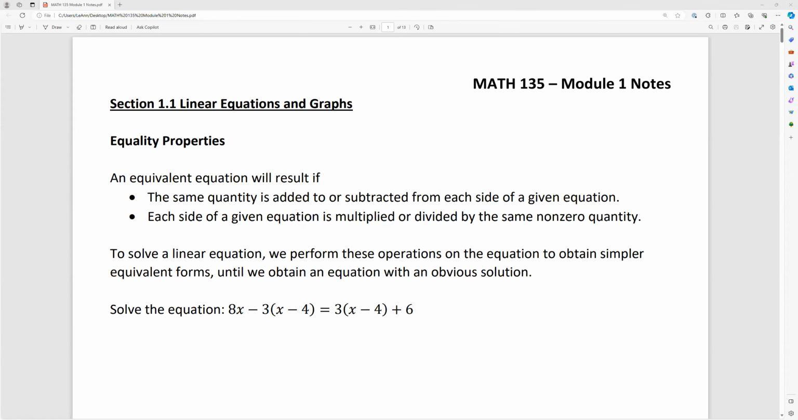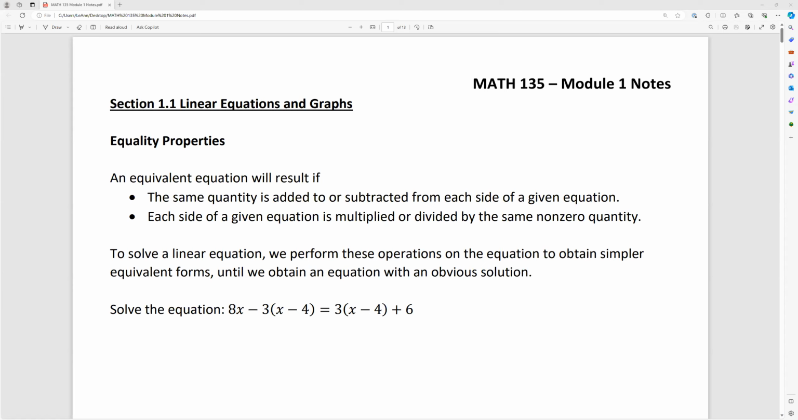All right, this is a video over section 1.1, linear equations and graphs. We're going to be looking at a few different topics. These are all prerequisite material for Math 135. So things that either you were expected to see in a high school level class that you had taken previously to coming to Ivy Tech, or if you took Math 043 or tested into Math 135.